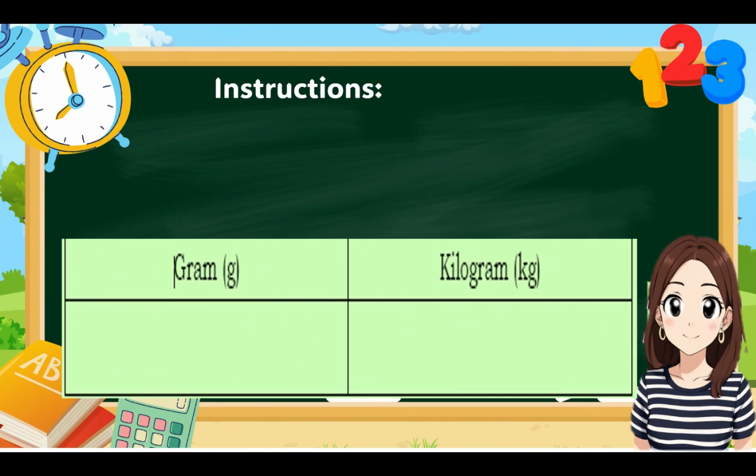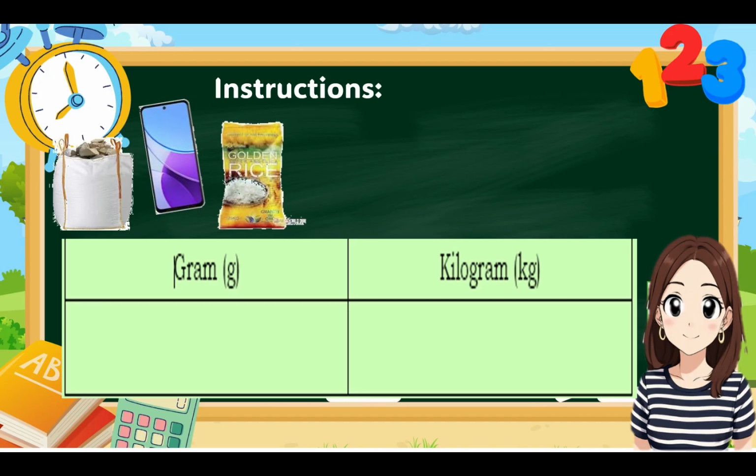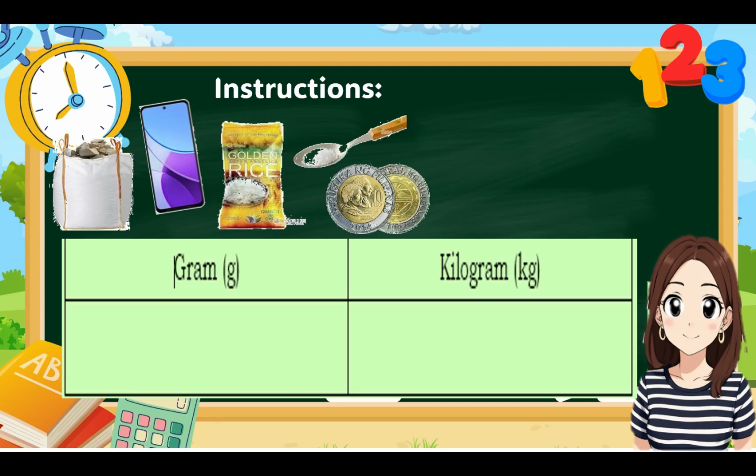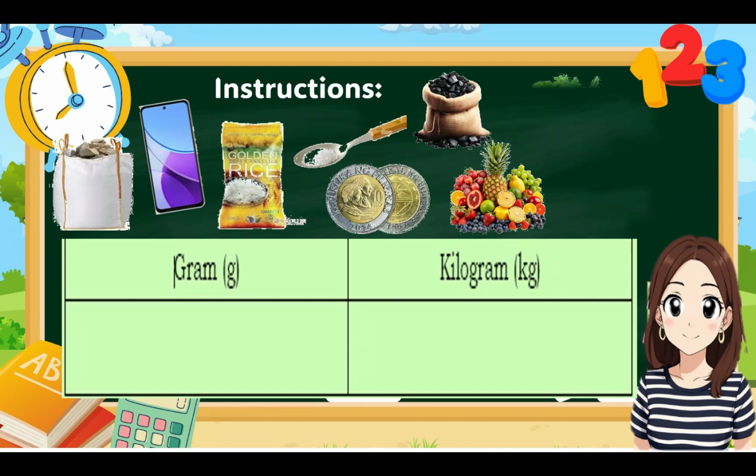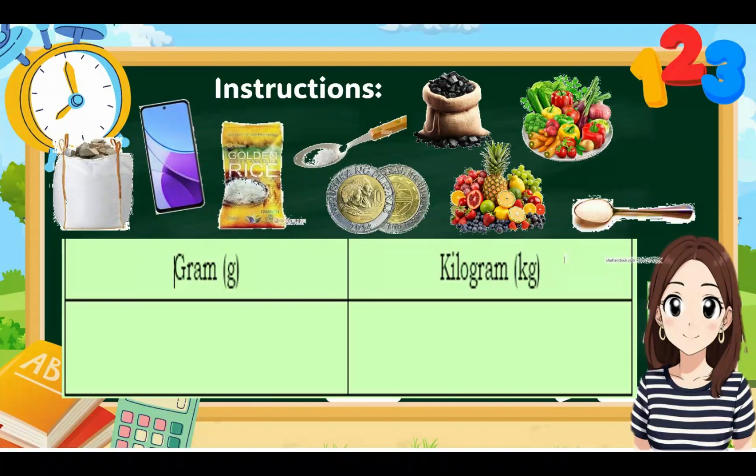You will be given the following pictures. Some of these are mentioned earlier. We have a sack of gravel, a smartphone, sack of rice, a teaspoon of salt, coins. We have half sack of charcoal, bundle of fruits. We also have bundle of vegetables, a spoonful of sugar, and a cup full of flour.